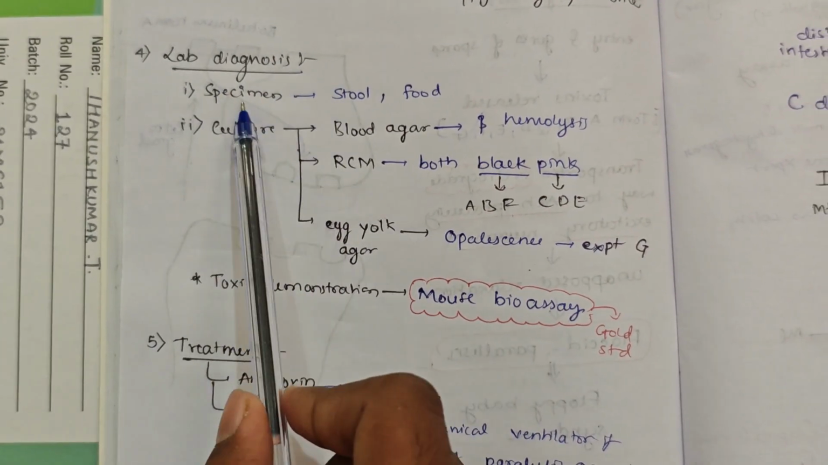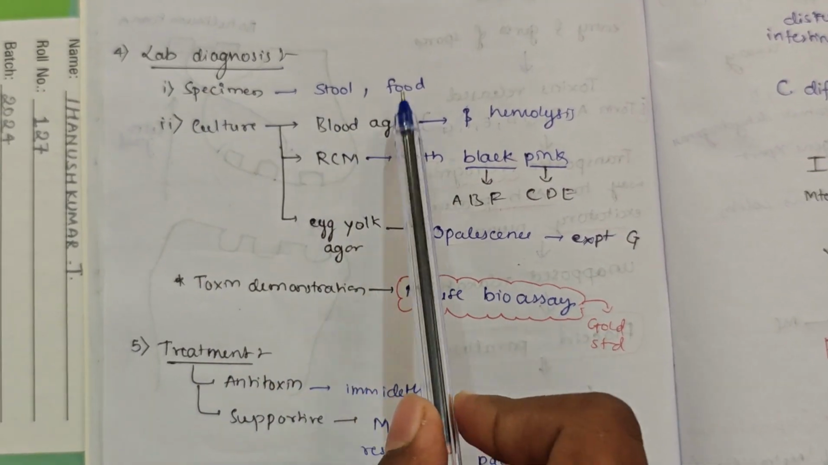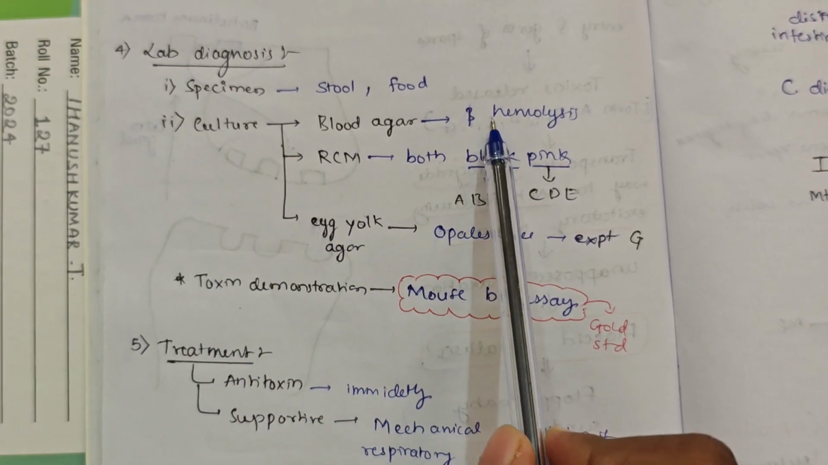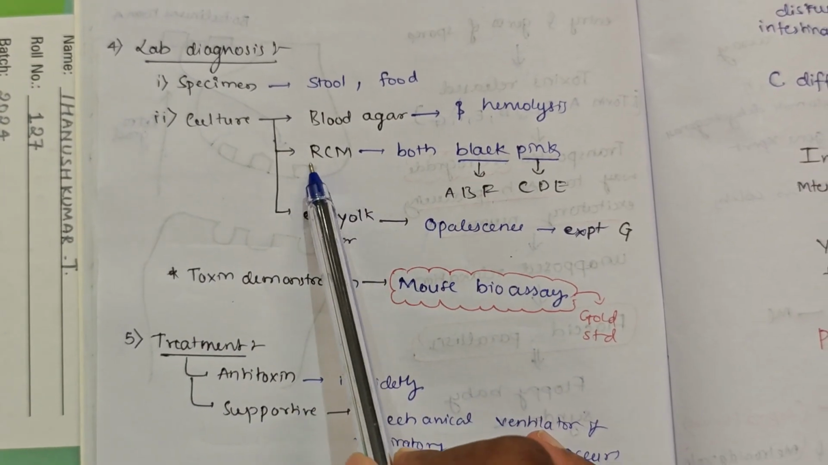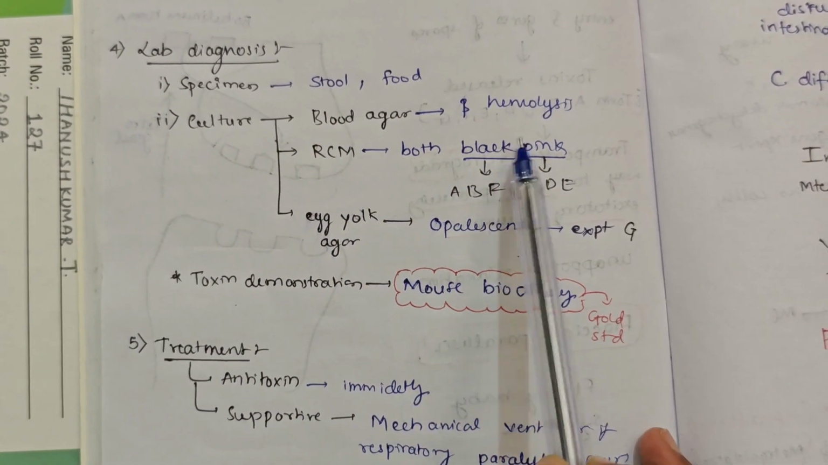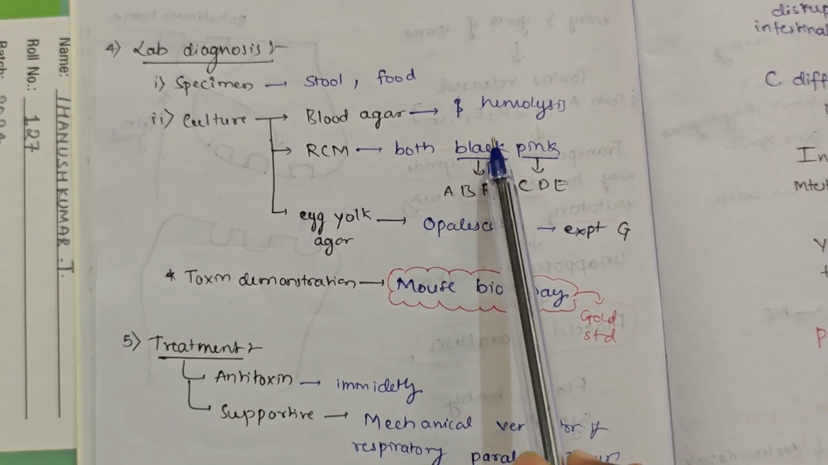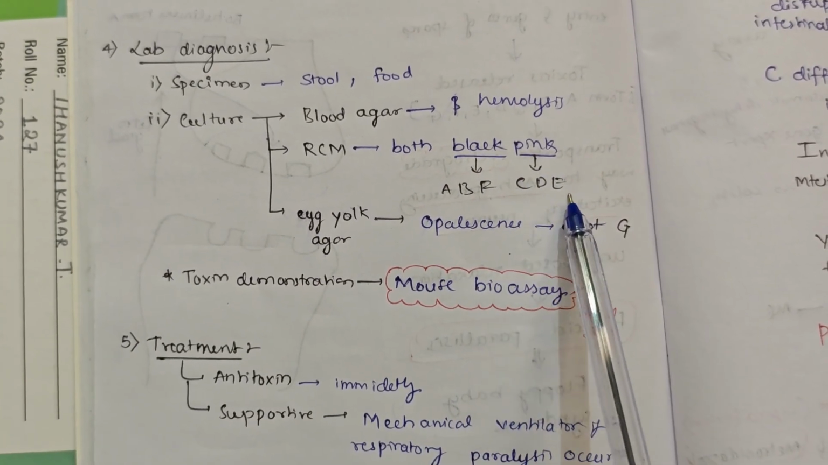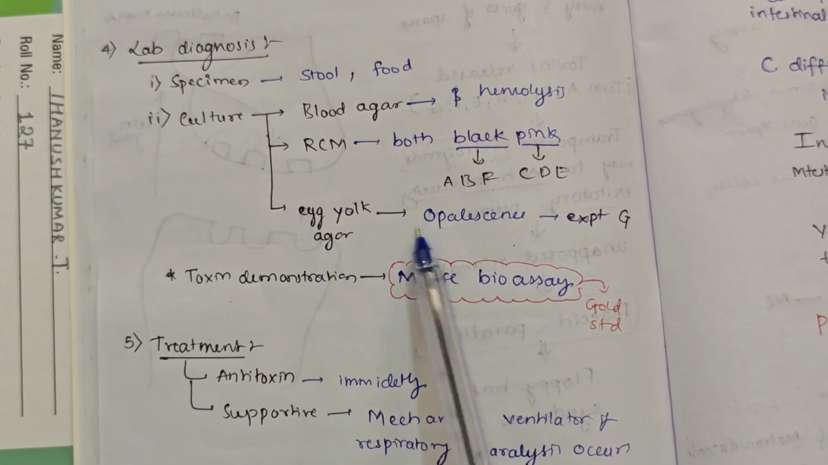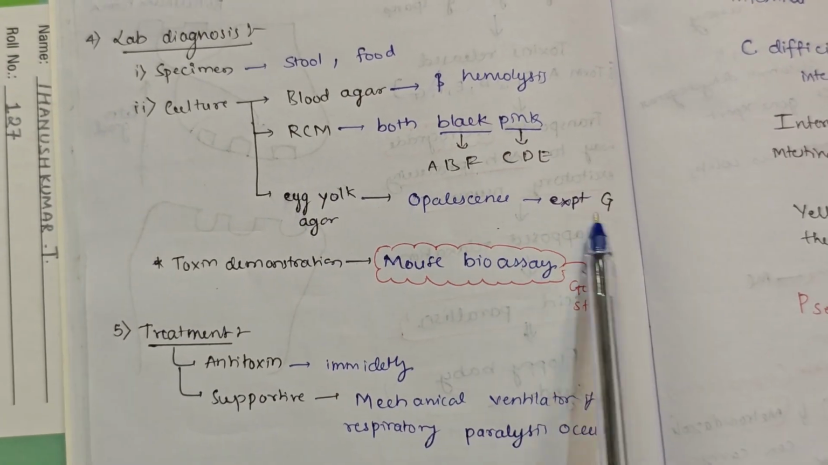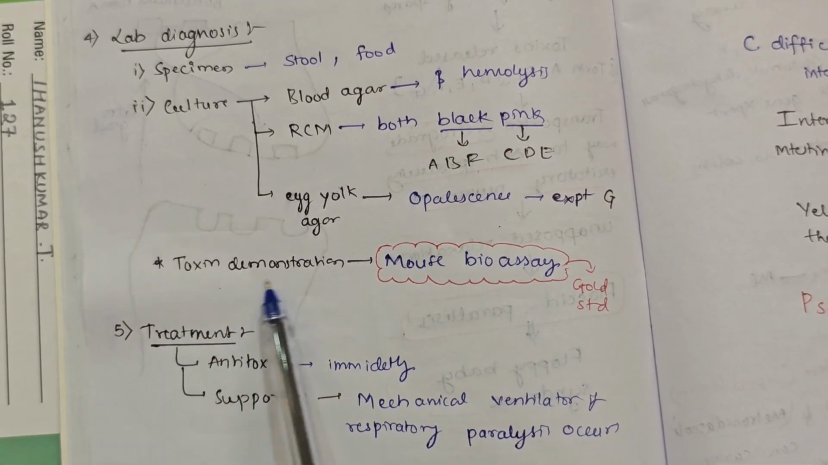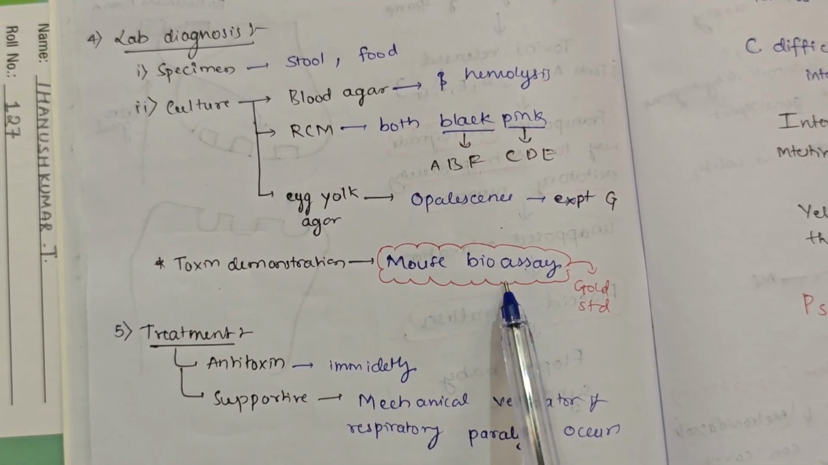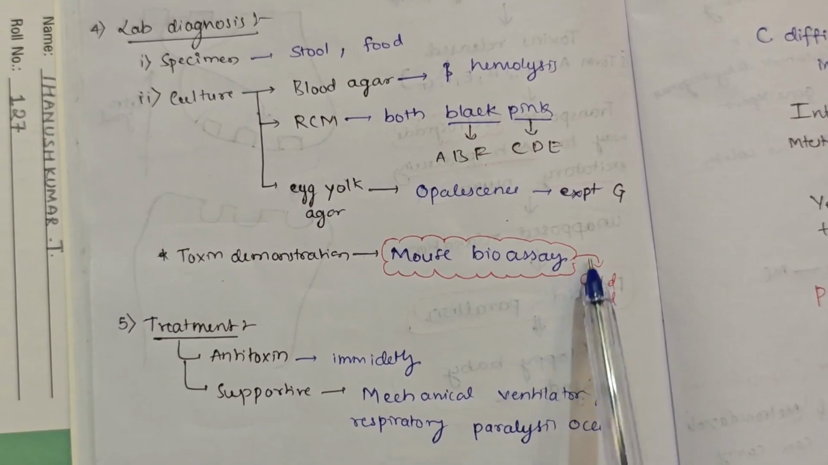In lab diagnosis, the specimens are stool and food. On culture, blood agar shows no hemolysis. In Robertson cooked meat medium, both black and pink are seen. Black is seen due to A, B, E toxins; pink is seen due to C, D, E toxins. On egg yolk agar, opalescence is seen except in G strains. Toxin demonstration is through the mouse bioassay test, which is the gold standard for this.